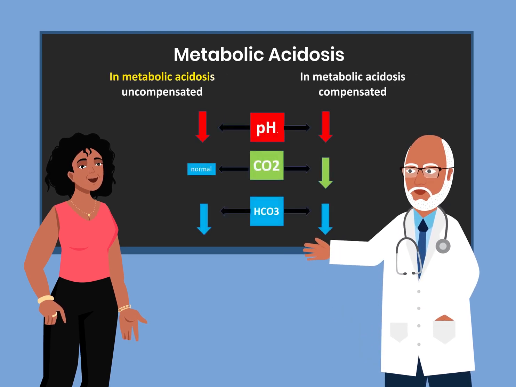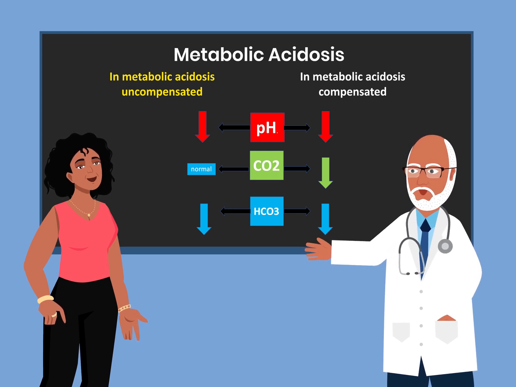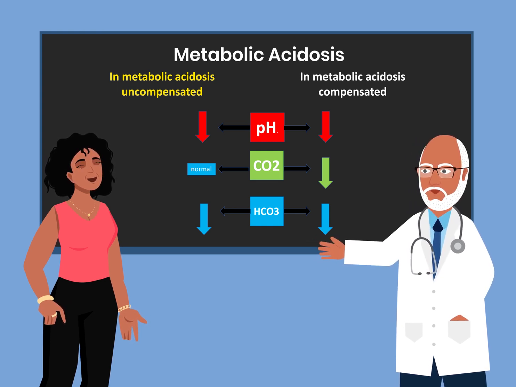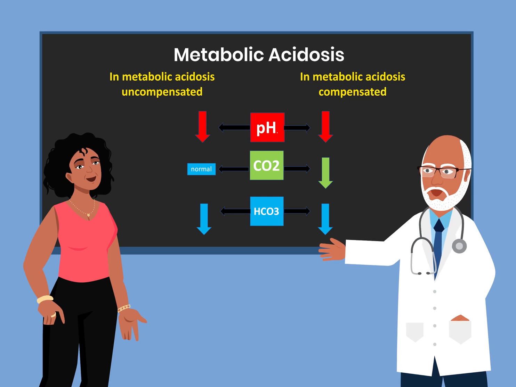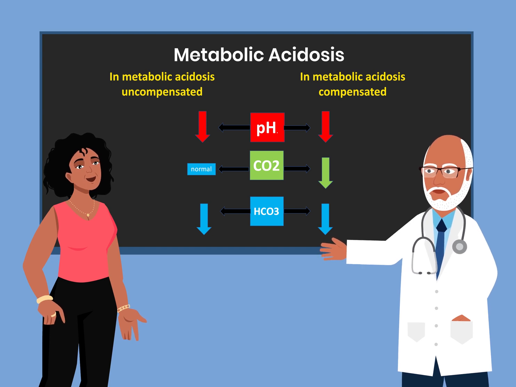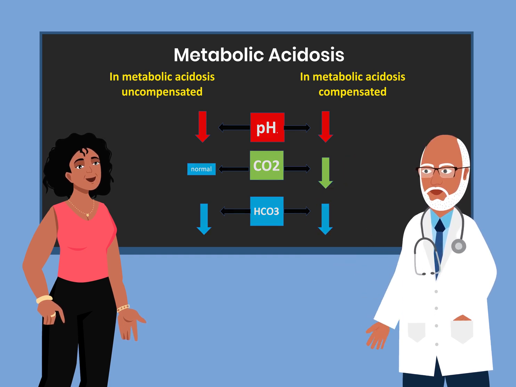In metabolic acidosis uncompensated, the pH is decreased, the CO2 is normal, and the bicarb is decreased. In metabolic acidosis compensated, the pH is decreased, the bicarb is decreased, and the CO2 is decreased. Notice everything is in the same direction for metabolic acidosis compensated.